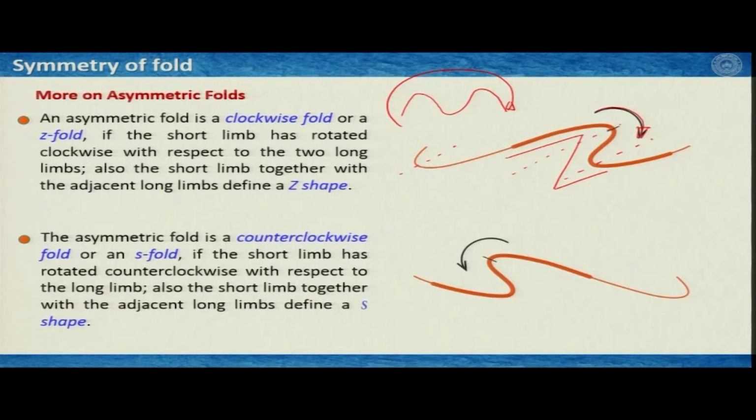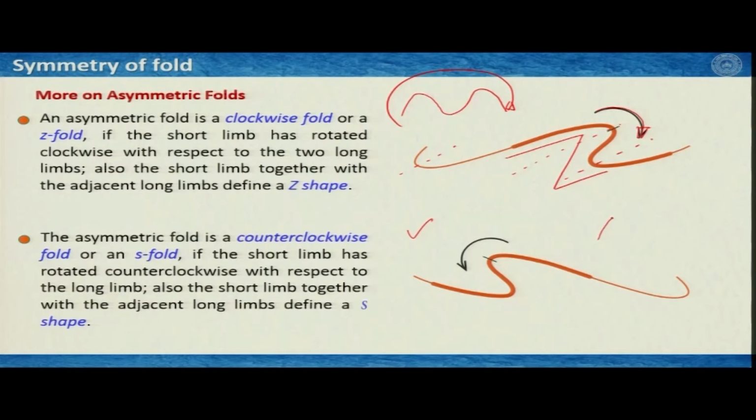The asymmetric fold is a counterclockwise fold or an S fold if the short limb has rotated counterclockwise with respect to the long limb. Also, the short limb together with the adjacent long limbs define an S shape. Now, we focus on this illustration.